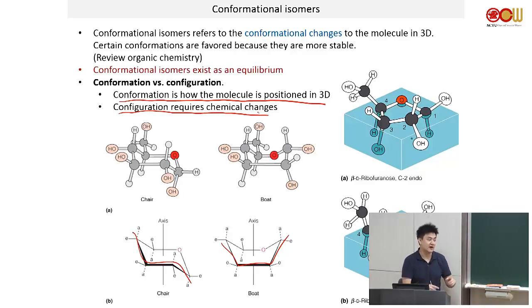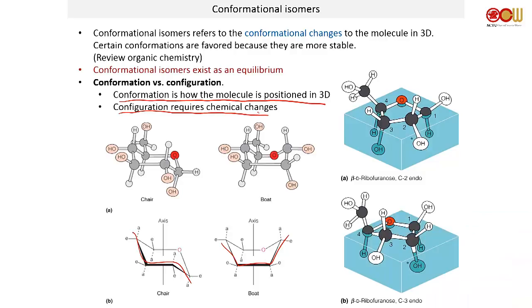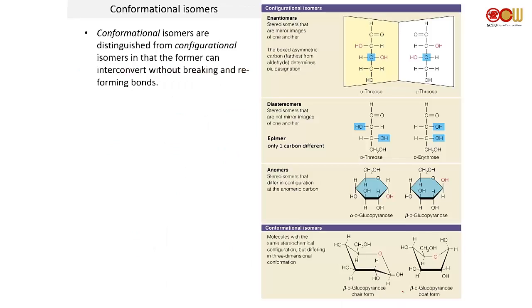If you want to change from alpha anomer to beta anomer, you have to have a chemical reaction. But conformation, you want to change from boat to chair, you don't need to have a reaction. It just changes. So remember when we have a 5-member ring, you can have the C2 endo or C3 endo, or the C2 exo, C3 exo, that kind of stuff, right? All they do is they refer to the thing as the conformation, not the configuration.